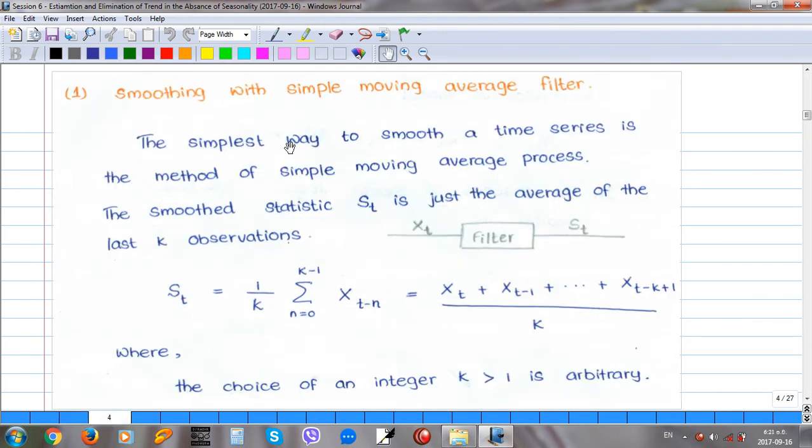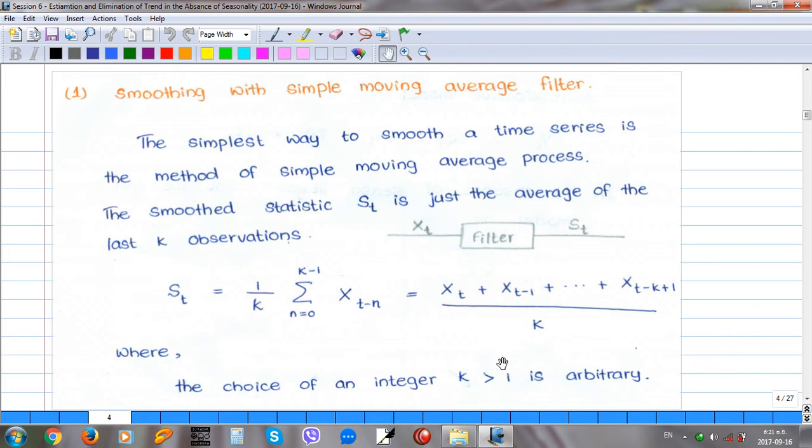The first one is smoothing with the simple moving average filter. The simplest way to smooth the time series is the method of simple moving average. The smoothed statistic, S_t, is just the average of the last k observations. For example, for 3-year moving averages, as we discussed in the previous lesson, we add the last 3 observations and divide by 3. If we take k observations, we add the last k observations and divide by k. The choice of an integer k greater than 1 is arbitrary.